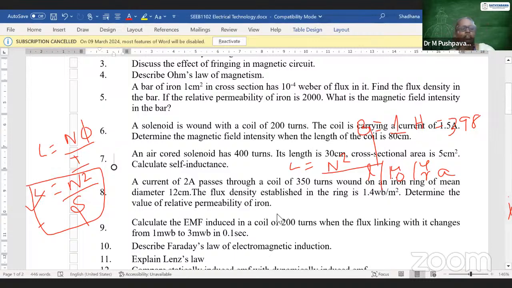Okay. Can anyone tell the answer for this particular problem? N is 400 turns. Length of the coil is 30 into 10 power minus 2 meter. Area will be 5 into 10 power minus 4 meter square. And the relative permeability mu R will be 1. And then when you go with that, 477. What is the unit for self-inductance?